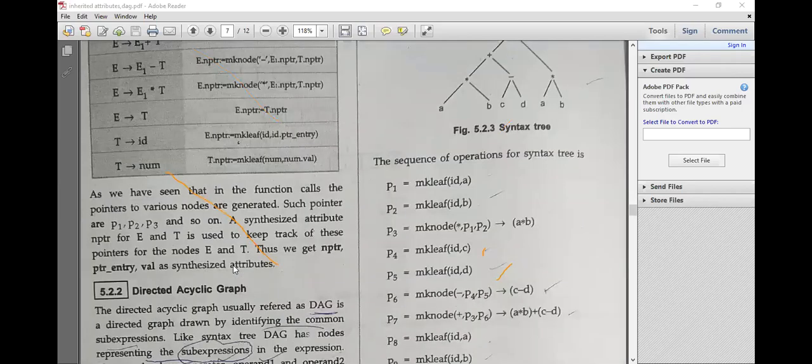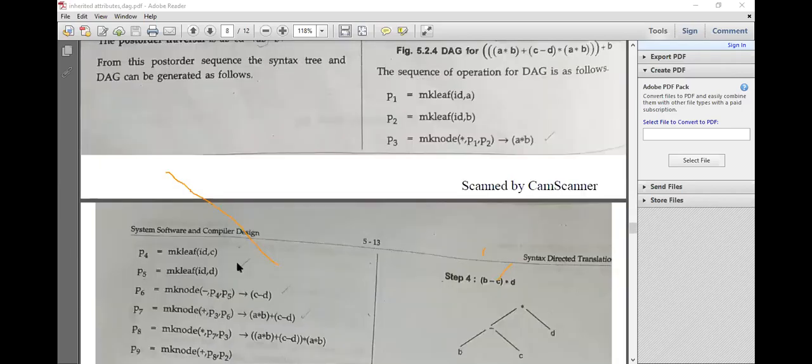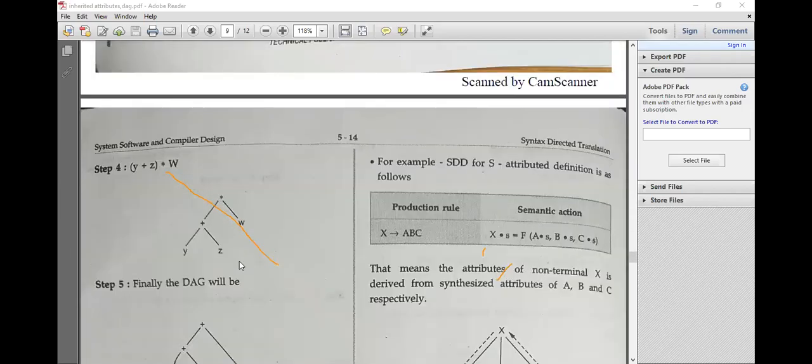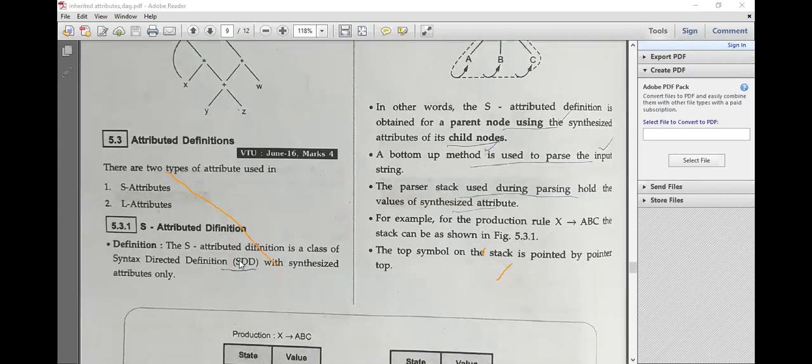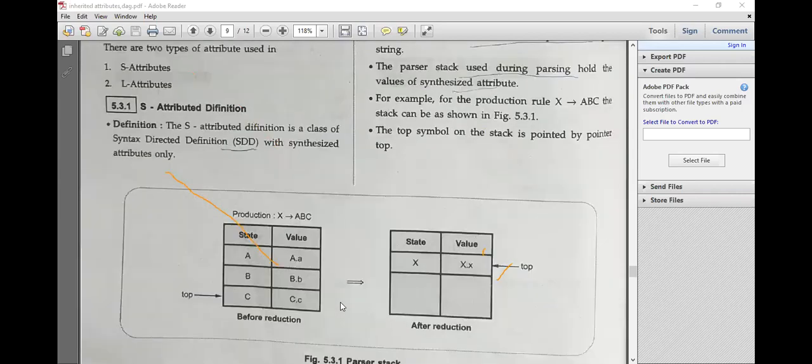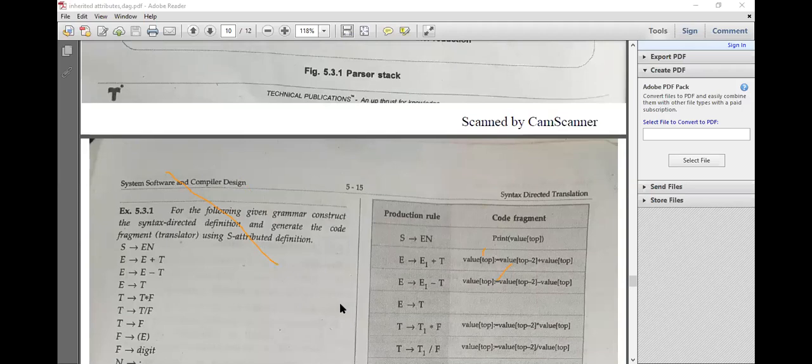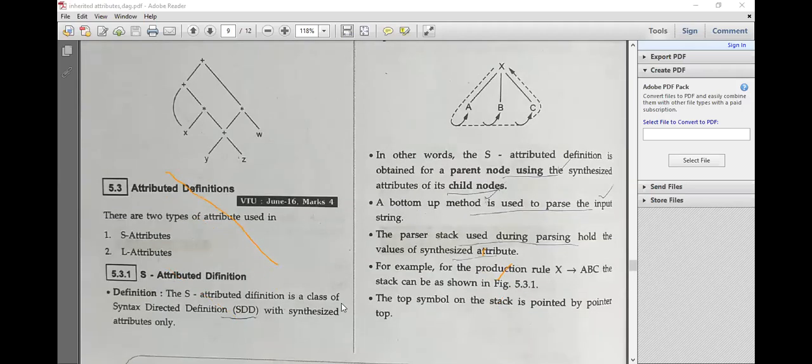Okay, follow the same. That will give you a better understanding of the L attributes and then S attributes. I wanted to finish today only, but it is taking so much time. Okay, next class we'll do the S attributes and L attribute definition. Any doubt, if you did not follow, you can ask about this syntax tree. Just tell me.